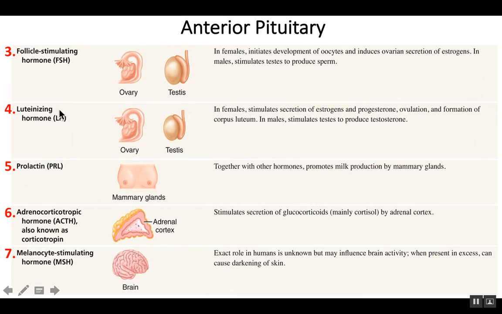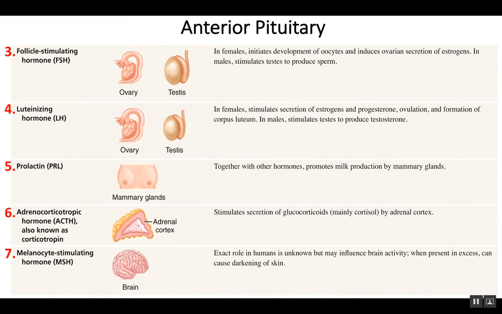The next gonadotrope, luteinizing hormone, or LH, stimulates secretion of estrogen and progesterone in females, triggers ovulation, and helps form a structure called the corpus luteum. For us, the most important function of LH in a female is to trigger ovulation, which is releasing an egg from the ovary into the fallopian tube for transport towards the uterus. So LH can act as a marker for ovulation in a female.